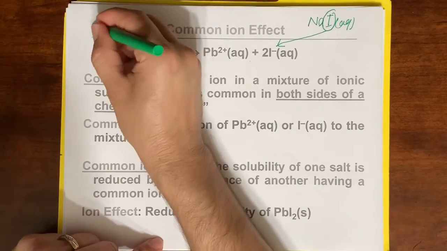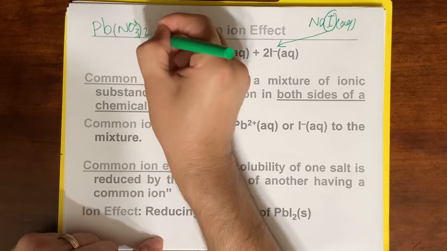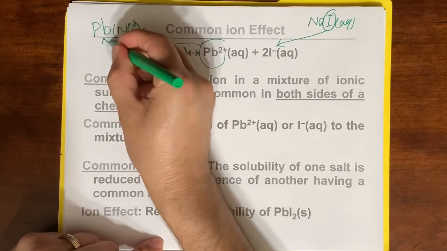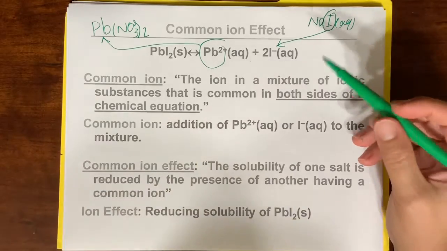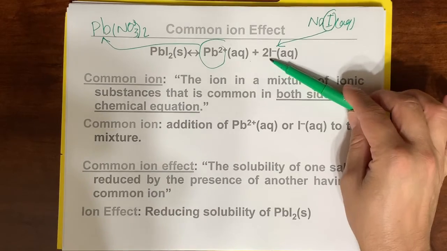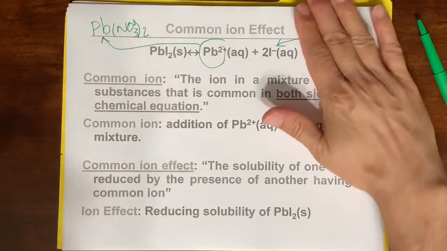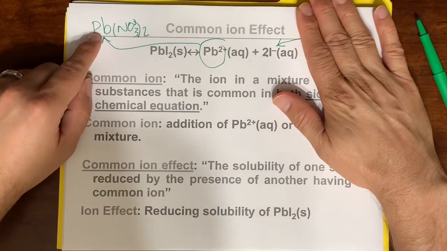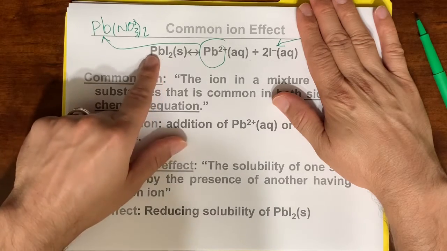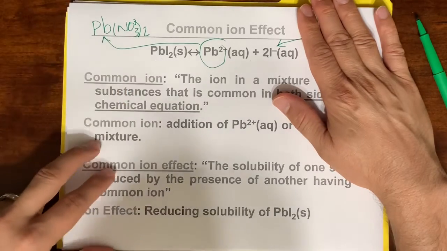If you add lead nitrate, the common ion in this case will be the lead. Okay, so you will have 2 sources that are generating iodide. One is the lead iodide, and the second is sodium iodide. Or if you are adding this compound, in that case, you have to tell yourself that lead comes from 2 places. One from the lead iodide, and one from lead nitrate. So I need to include that one in my calculation.